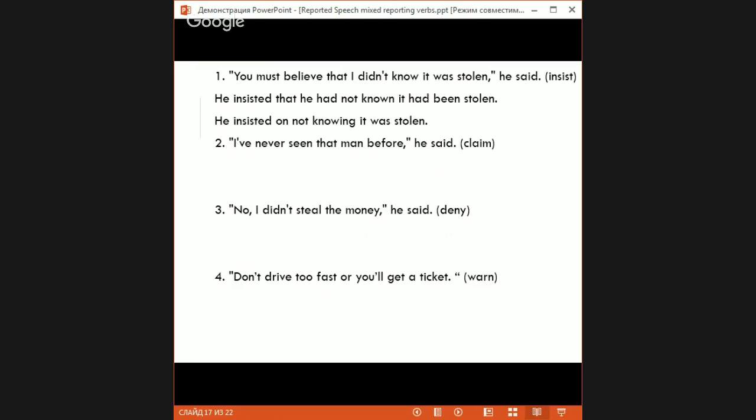Sounds also very nice. I have never seen that man before. He claimed that he had never seen that man before, or he claimed not to have seen that man before. You can also say not to see. If you don't know about perfect gerund, that's all right. You can use just not to see. No, I didn't steal the money, he said. So he denied that he had stolen the money, or he denied having stolen the money. Again, I used the perfect gerund here because it sounds very nice, but it's possible to use just gerund. He denied stealing the money.